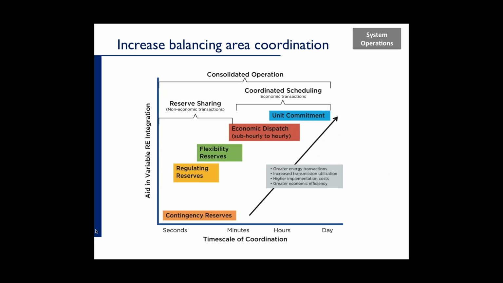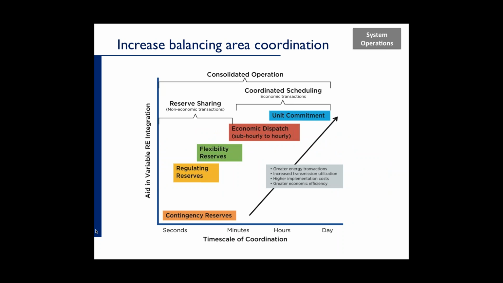So there are a number of things that we can do to increase coordination between balancing areas, and this is a kind of a conceptual diagram that shows several different steps that could be taken. If we start in the bottom left, the y-axis is showing how much this will help with integration of renewables, and the x-axis is showing the time scale of the coordination.